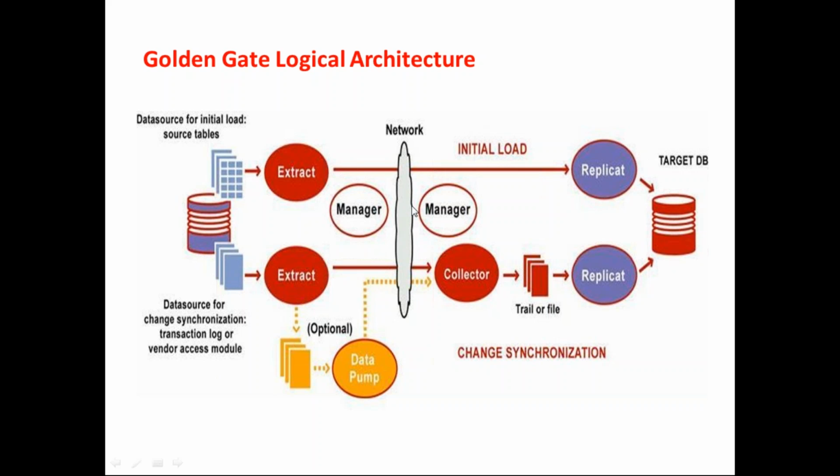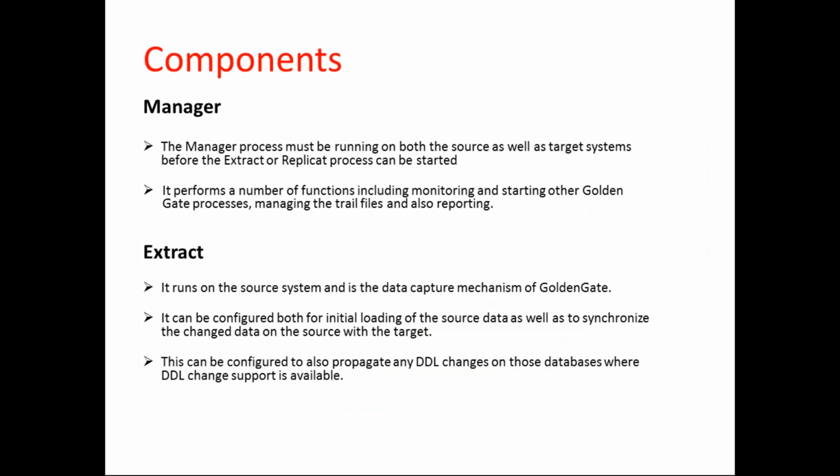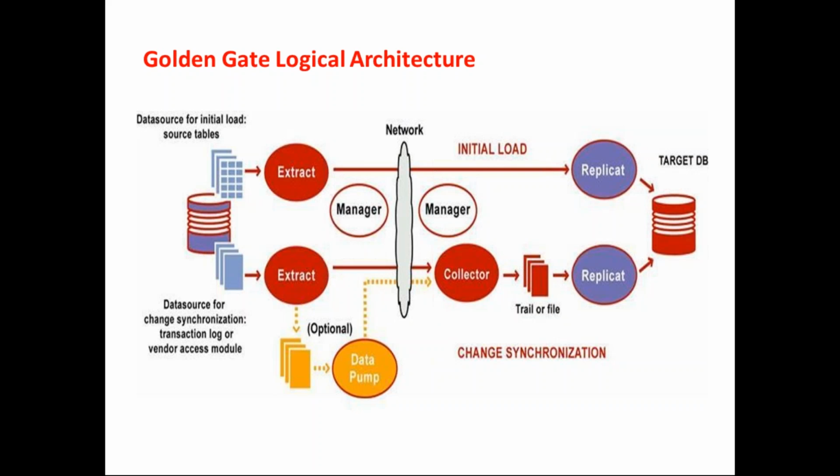Just assume the network is dropped. What will happen in this scenario? Extract reads the data, sees that the network is down, and is not able to send the data. There is no way it can store the data, so eventually it will crash. Maybe it is down for six hours or ten hours or maybe one day. The redo log files will keep on moving ahead. They might reach the level where they become archive files. It is holding a pointer from where it has to read, but eventually it is sitting idle.